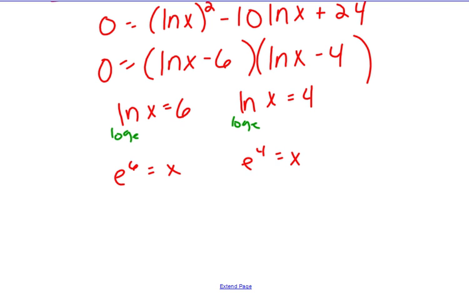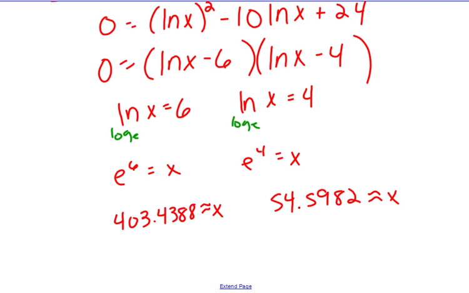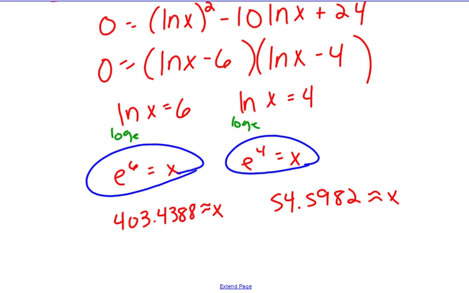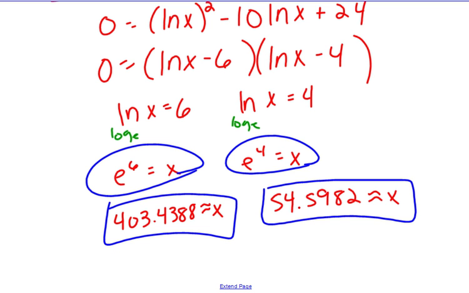When I plug those values into my calculator, e to the 6th, I got 403.4388, and then e to the 4th is 54.5982, I think we did this one earlier. Now, if I remember right, on your Excel math, they actually leave the answers like this. So that's what you should look for. I would expect you to find those if we were taking a test. So either way works in Excel math. I believe they leave them like this. But I would expect you to actually find that e-value on a chapter test.